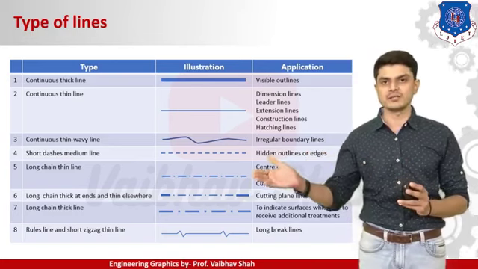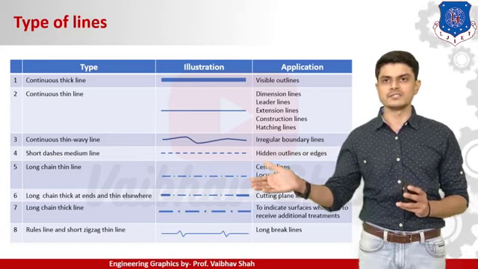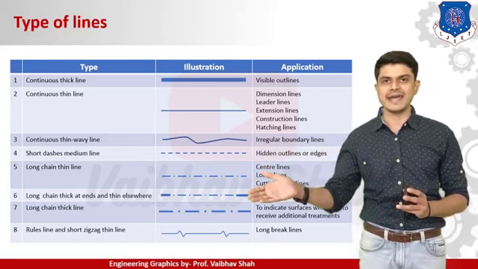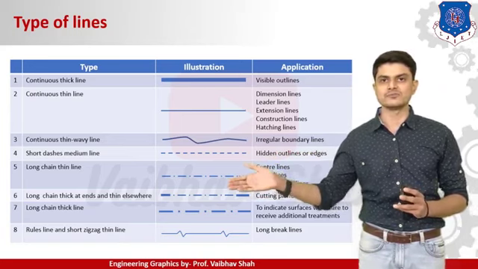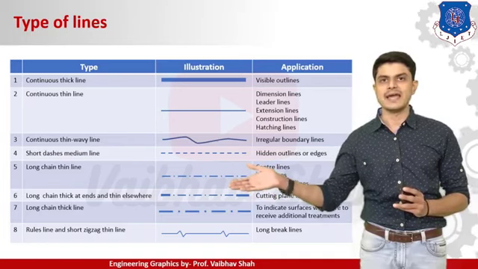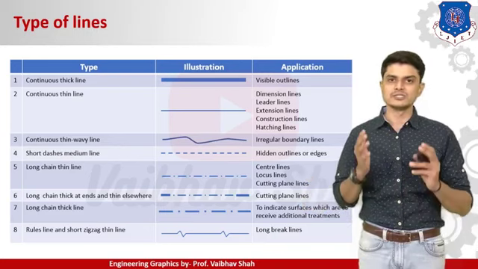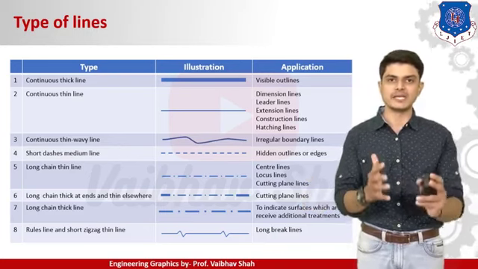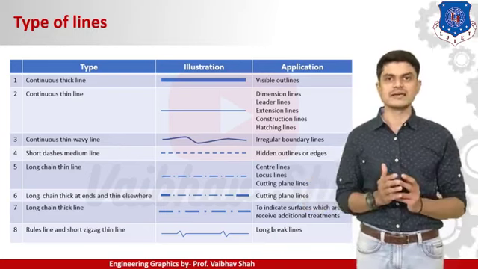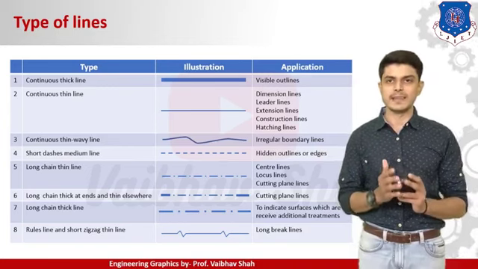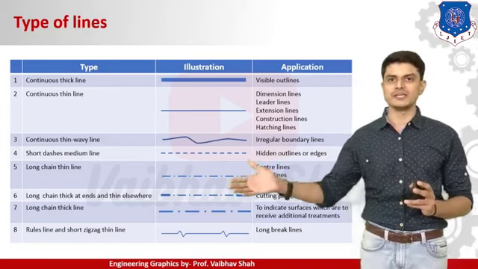Then after we will be having one other line, which is long dash, long chain thick at ends and thin elsewhere. So you can see that both the ends are thick and it is thin elsewhere. So it is a line which is used as a cutting plane line. So whenever you are cutting an object in your engineering applications, you will be using this line as your cutting plane line. Then after we are having long chain thick lines.